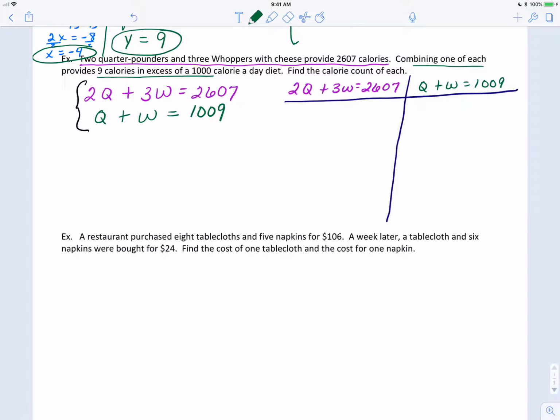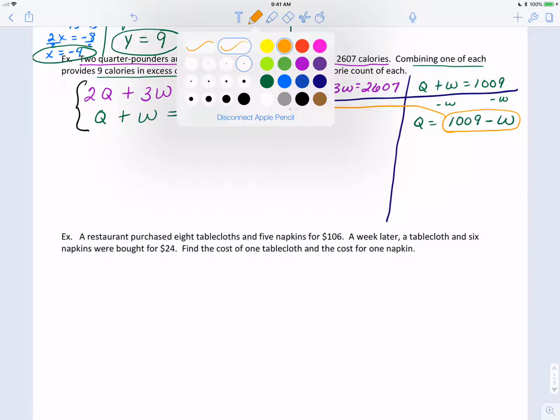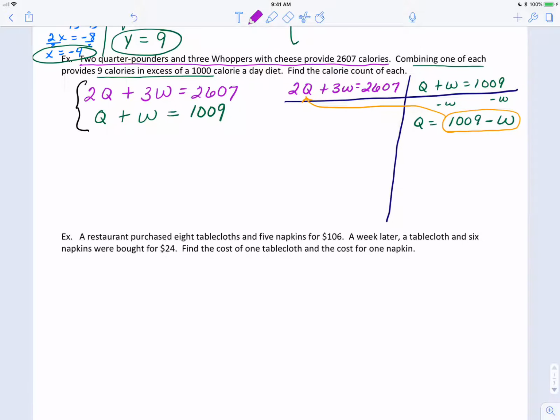All right, well, let's just subtract that W from both sides here. So Q is 1,009 minus W. All right, so now all we're going to do is take what we know Q is equal to and go substitute it into the Q for the other equation. So in this equation, we've got 2 times Q, which is 1,009 minus W, plus the 3W is equal to 2,607.